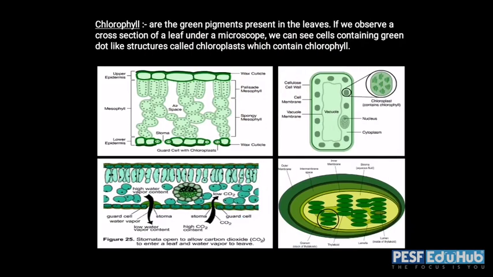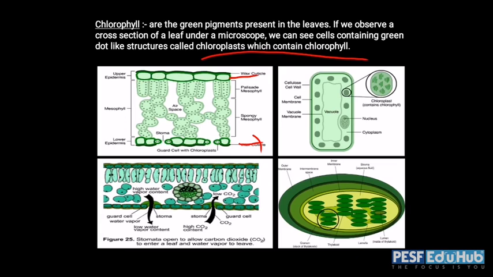Here I am going to explain the pigment, which is the first important component for photosynthesis, that is chlorophyll. These are green pigments present in leaves. If you observe a cross section of a leaf under a microscope, we can see cells containing green dot-like structures called chloroplasts. Chloroplasts contain chlorophyll. Observe the first diagram: upper epidermis, lower epidermis, and many tissues called palisade and spongy tissue. This is the cross section of a leaf observed through a microscope.